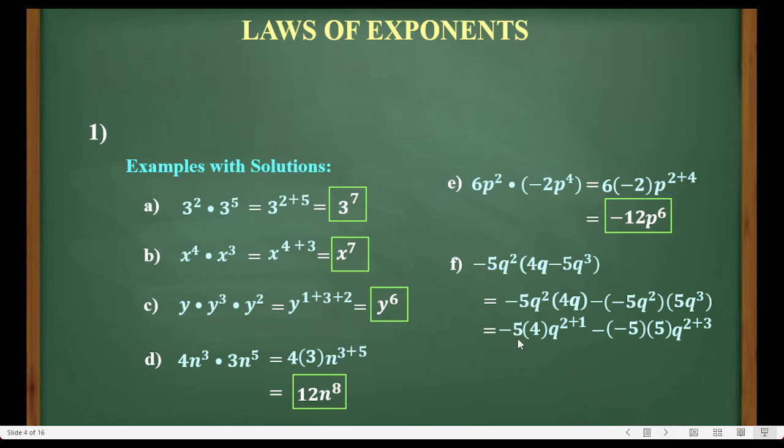Then we know that negative 5 times 4 will be what? Negative 20. Then q cubed, that is 2 plus 1 is equal to 3. Then negative times negative will give you positive. 5 times 5 is 25. Then q raised to 2 plus 3 is 5. And this is the answer: negative 20q cubed plus 25q to the 5th. Okay?